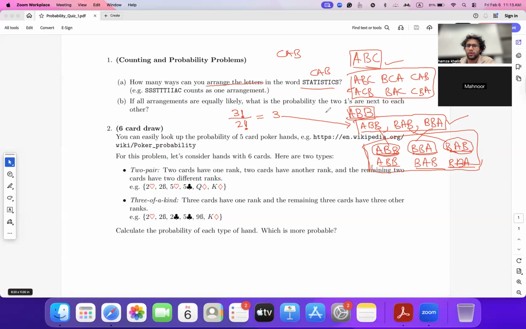Yes. Okay, so now how would you go about doing this? 10 factorial over 3 factorial, because S, T, and I are being repeated. Okay. But that's the thing. The reason I wrote down 2 factorial here was that B was repeating 2 times. If it were, let's say, BBB, then I'd write 3 factorial here.